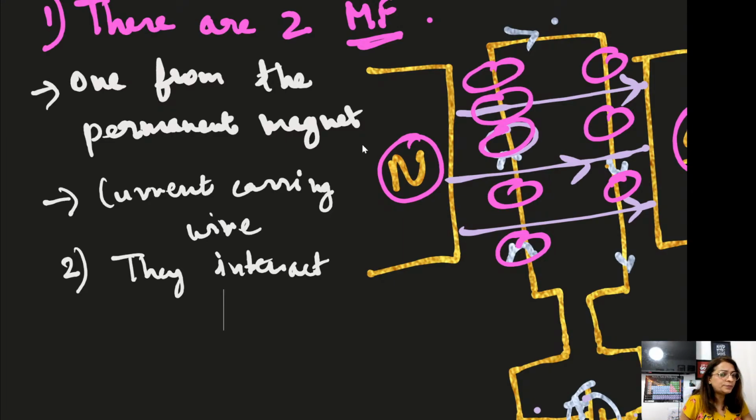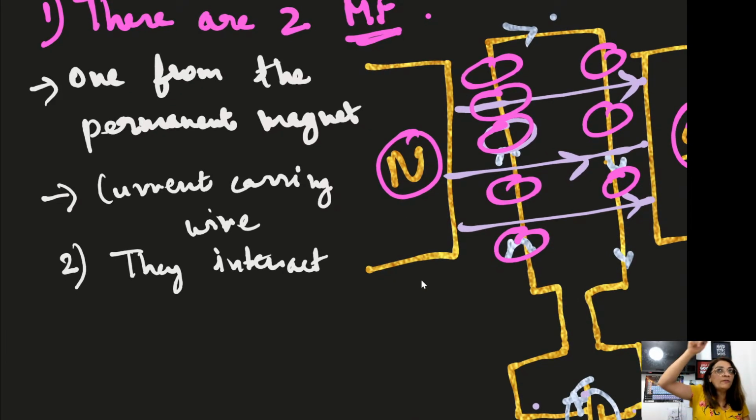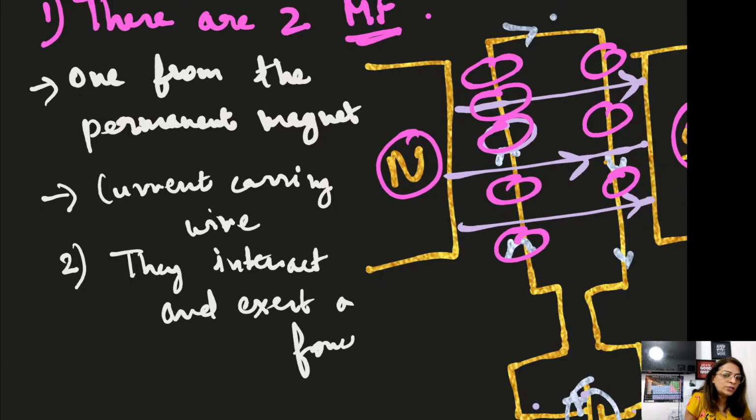Tell me in the chat, what will they exert on the loop of wire? It's just like two people fighting, right? One person fights, the other person fights, and whoever is in the middle, which is the wire, what will they do with the wire? Very good. They interact and exert a force on the wire. Well done. On the wire. Okay? Give me thumbs up that you understand this, guys.